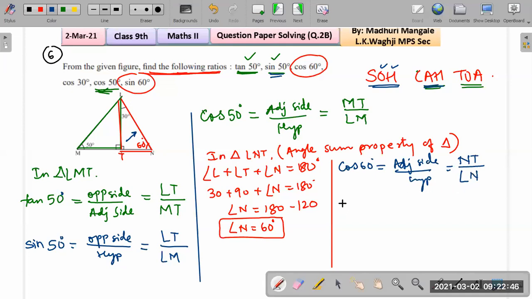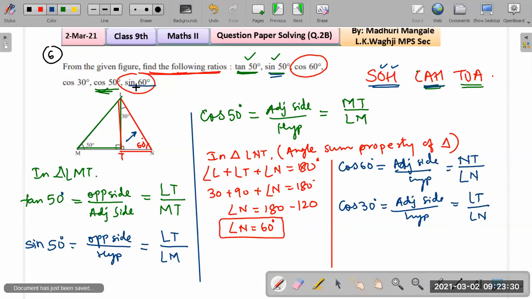Next question is cos of 30 degrees. Again cos, the same formula: adjacent side upon hypotenuse. But this time, students, it is 30, so we have to concentrate on 30. Just check, the angle is 30. What is adjacent? Adjacent is this one, LT, and the hypotenuse is LN. Just see how easy that is. You just need to understand what is the meaning of adjacent side, what is the meaning of opposite side, and that hypotenuse is always opposite to 90 degrees. So the adjacent side to 30 is LT upon the hypotenuse LN.